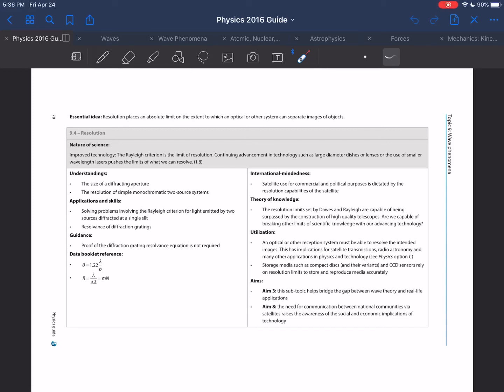Hello everyone. In this video, we will examine, or begin to examine, topic 9.4, resolution, and in particular, we will examine the size of a diffracting aperture and the resolution of simple monochromatic two-source systems. We will learn to solve problems involving the Rayleigh criterion for light emitted by two sources diffracted at a single slit.